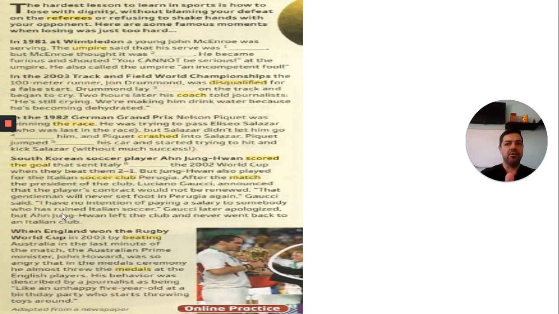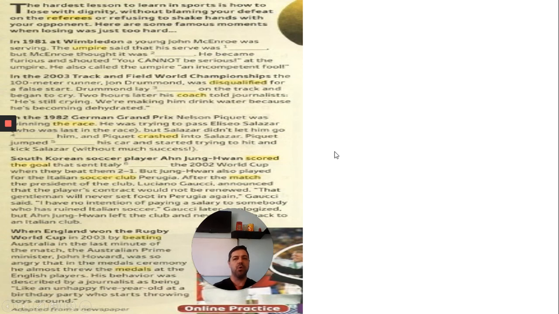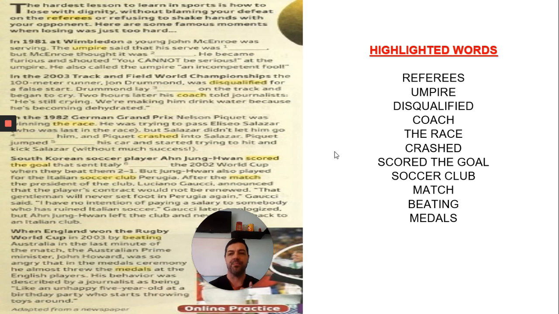Don't worry, you don't need to read this text like it is here because it's a little complicated. You have this text as a supporting activity. What I'm going to do now is just point the words that are highlighted because these words will be important for your interpretation of the text. The highlighted words are referees, umpire, disqualified, coach, the race, crashed, scored a goal, soccer club, match, beating, and medals.